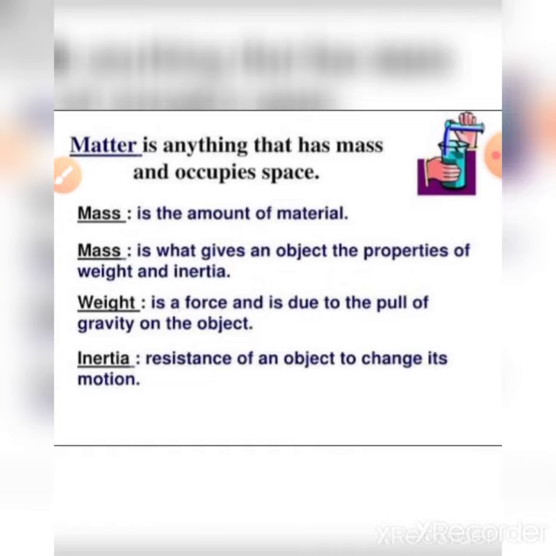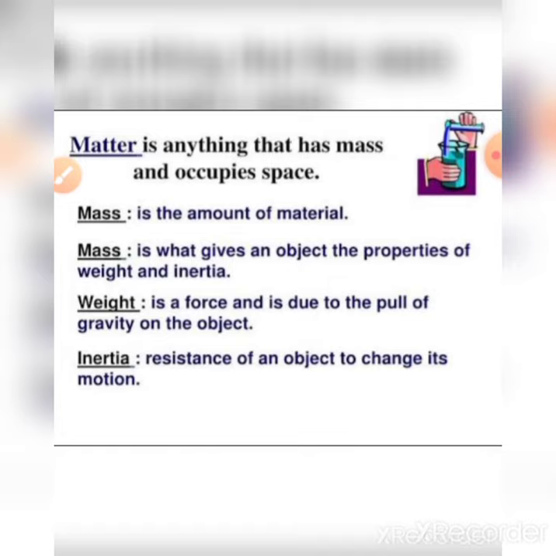Now you can see mass. Mass is the amount of material. What is the amount of material? 1 kilogram, 2 kilogram. It is always fixed. It depends on the total number of particles present in it. So mass is the amount of material. Mass is what gives an object the properties of weight and inertia. Mass is that property which gives the weight of a substance and the inertia of a substance.